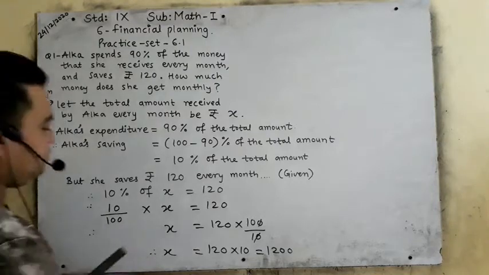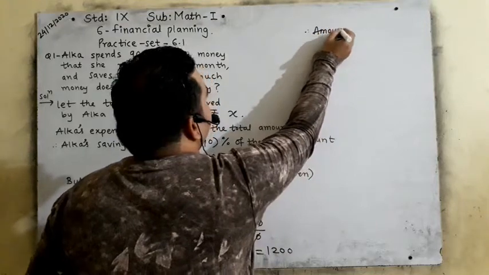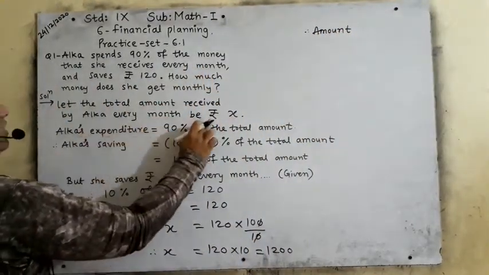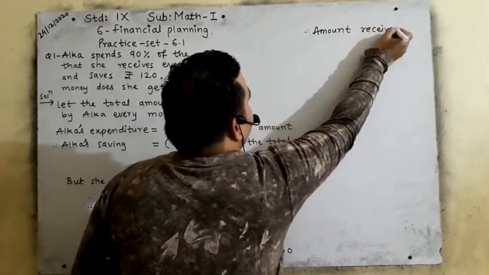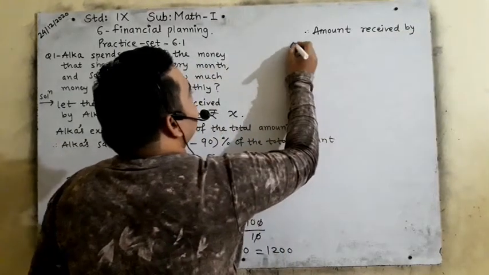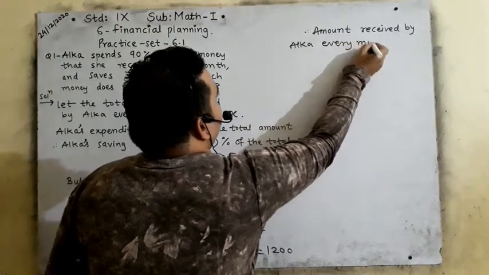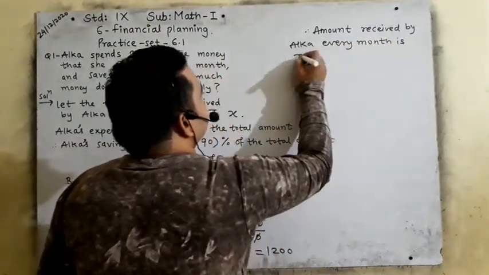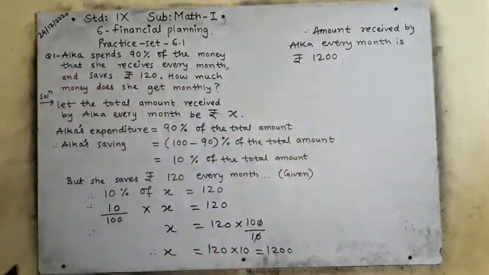Now at the last we will write in words, therefore, the answer. We will write it from the question. See, amount received by Alka every month is rupees 1200. I hope you understood this question. It is very much easy.